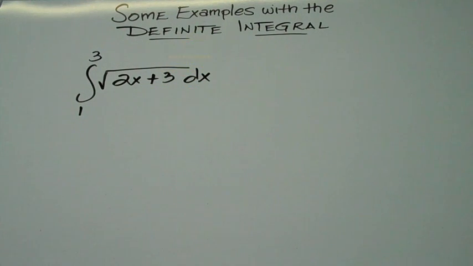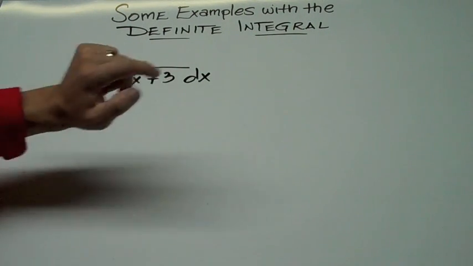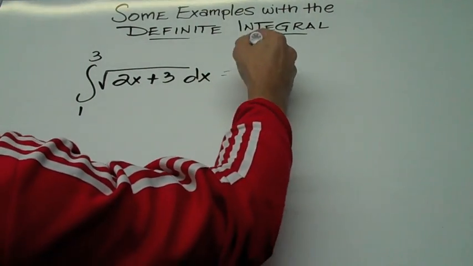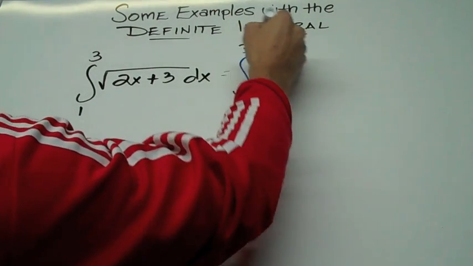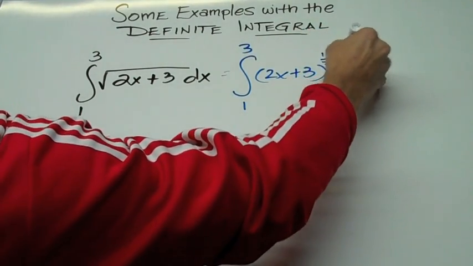Now that we've done some theoretical work with the definite integral, let's see how it works in practice with some simple examples. In this first example, I'm asked to find the definite integral from 1 to 3 of the square root of 2x plus 3 dx. First of all, I understand that this is the area under the curve, and I'm going to integrate this. I first have to understand that this can be written as the integral from 1 to 3 of (2x plus 3) to the 1/2 dx.